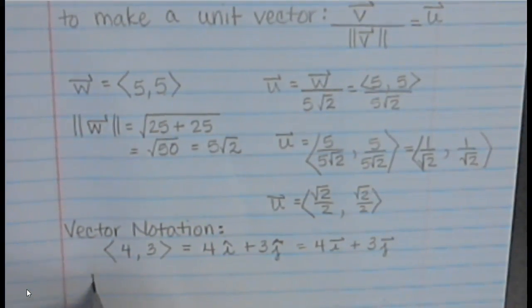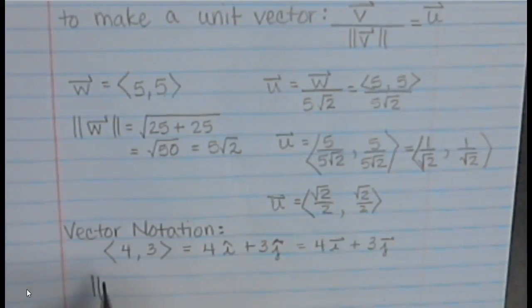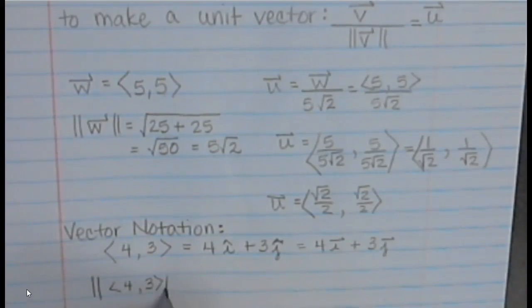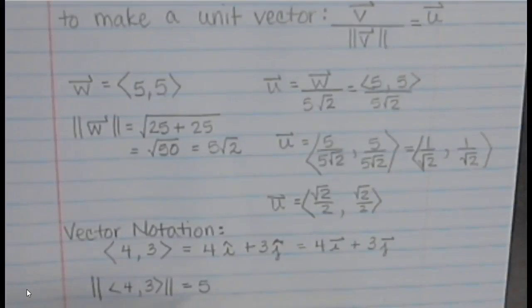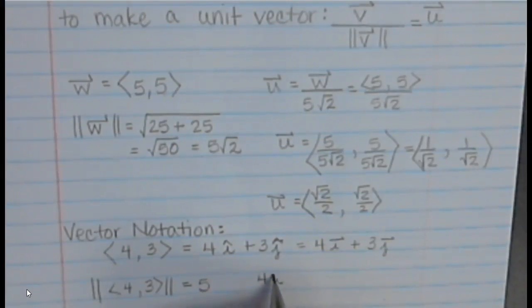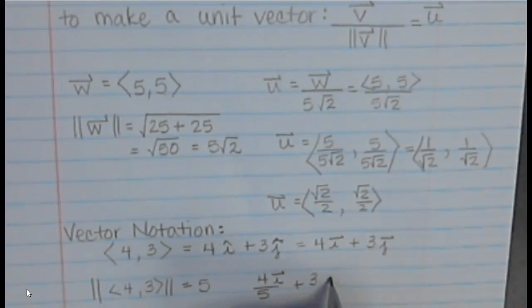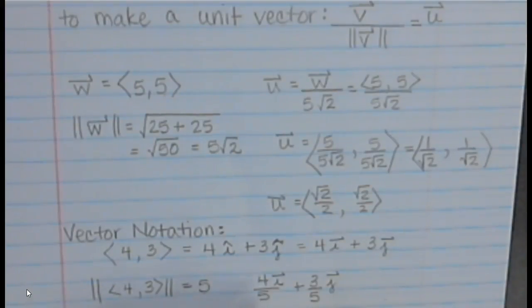Let's find the unit vector in vector notation. So first we're going to find the magnitude of our vector, and we can recognize that this is a 3, 4, 5 triangle, so our magnitude is going to be 5. For our unit vector, then we're going to get our 4 in the i direction and divide it by 5. We're going to get our 3 in the j direction and divide it by 5. And this would be our unit vector.